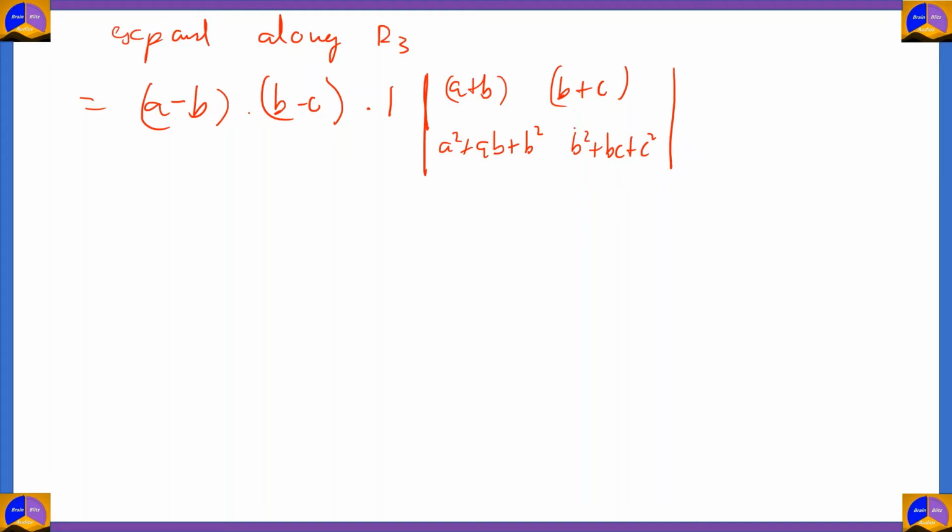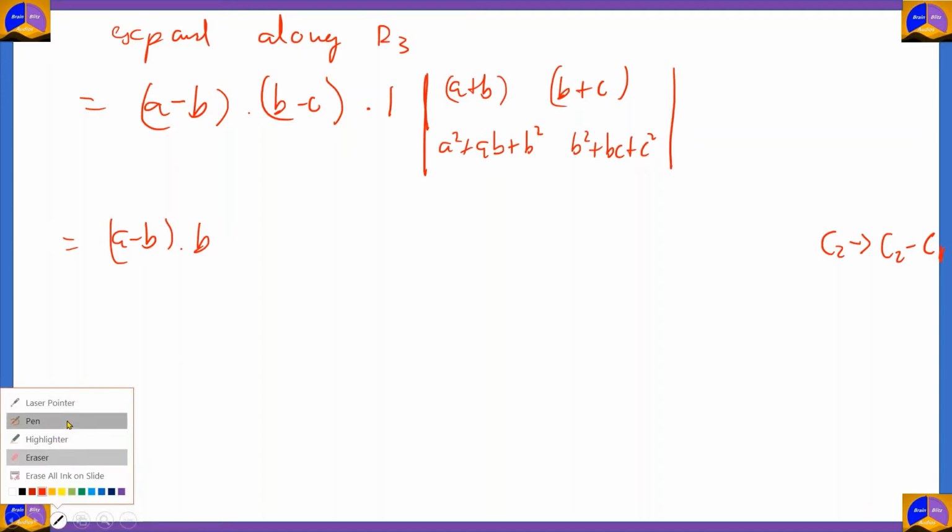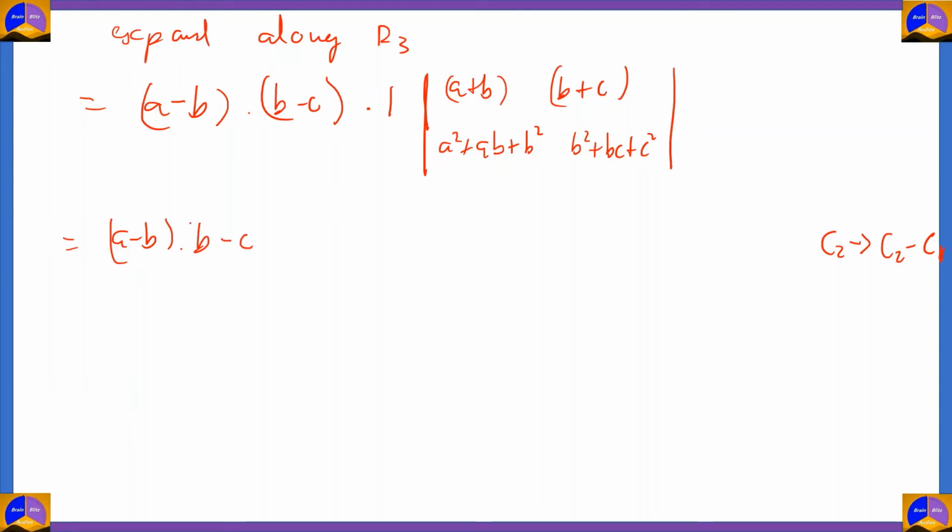Now we have to take out common factors again. So now what do? We'll take c2 as c2 minus c1. So c2 changes to c2 minus c1. Therefore, a minus b times b minus c. Again, this mistake. So let's rub it to avoid confusion. So a minus b into b minus c into, whether you represent one or not, it doesn't matter.